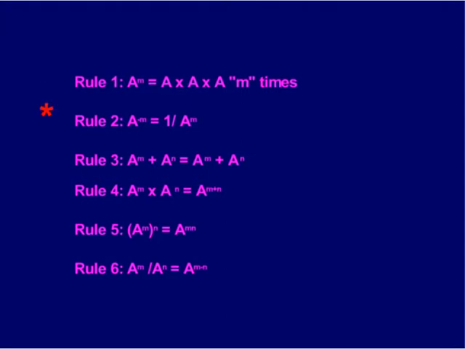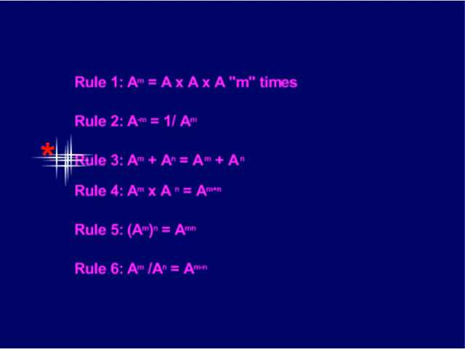Okay, rule number 2. a^-m equals 1 over a^m. Anytime you have a negative exponent, that means there's an exponent in the denominator. Concomitantly, if you see an exponent in the denominator, it's illustrated with a negative exponent.